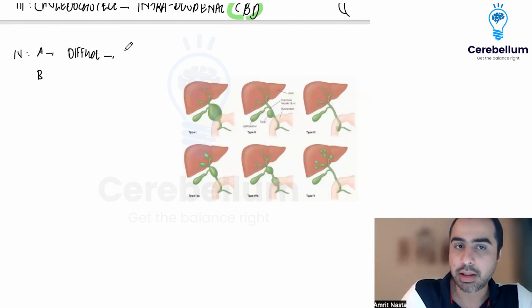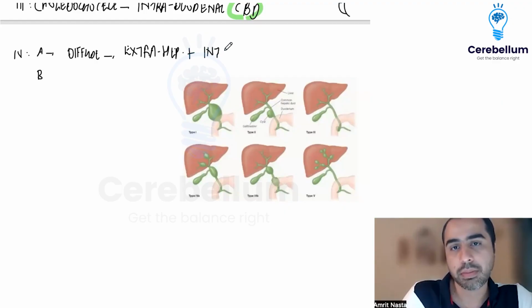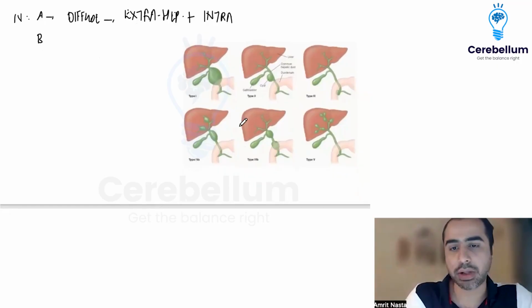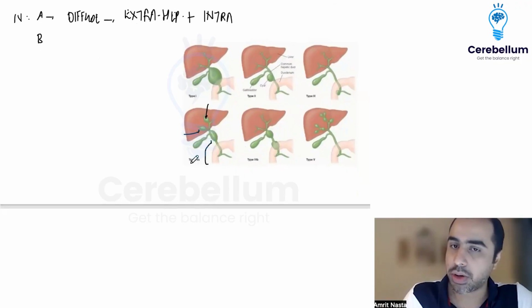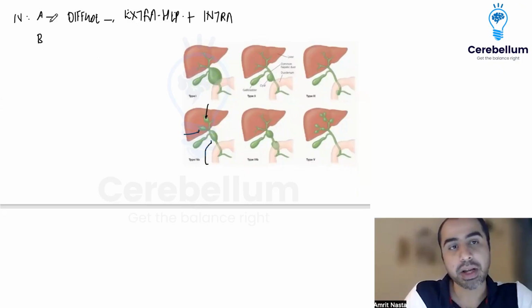In 4A, there is a diffuse dilation of the entire biliary tree. Entire means the part which is outside the liver, called extrahepatic, as well as intrahepatic. Bile ducts on both sides are dilated. It looks like this. This is 4A. You can see intrahepatic bile ducts are dilated, and here the extrahepatic bile duct is also dilated. So it's a combined dilation.